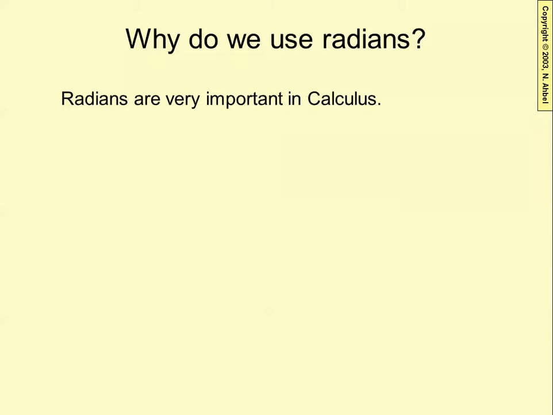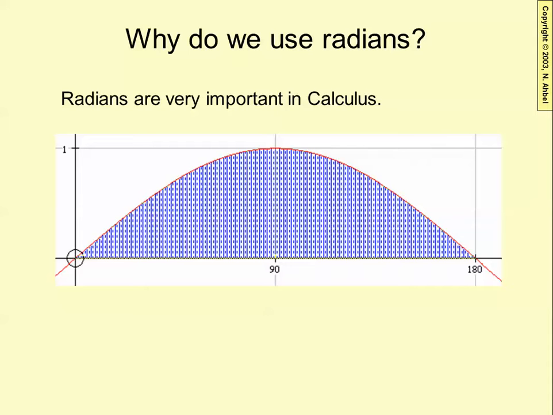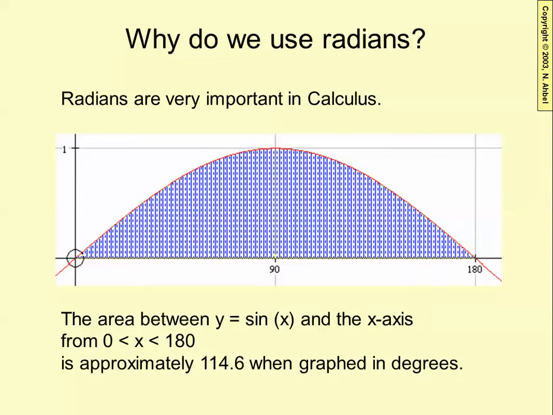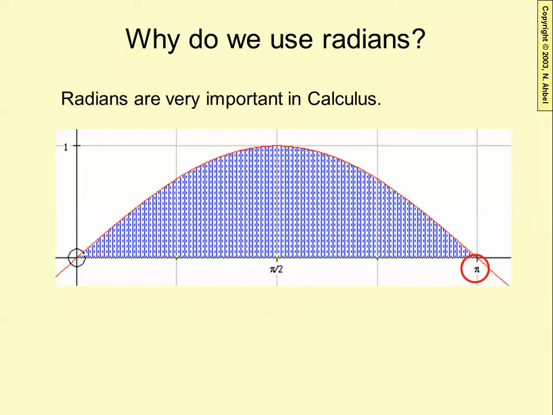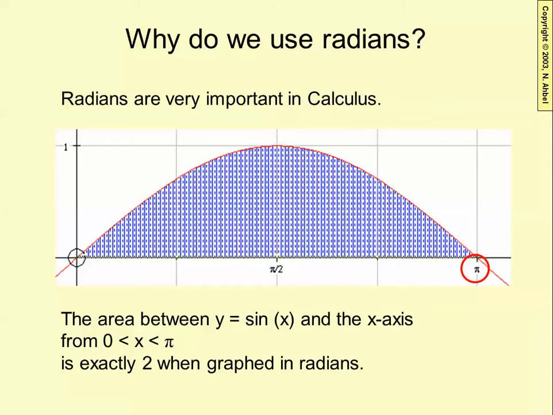Radians are very important in calculus. So the area under this curve y equals the sine of x from 0 to 180 degrees is approximately 114.6. If you look at the same graph and you graph the independent variable in radians, that area is exactly 2.